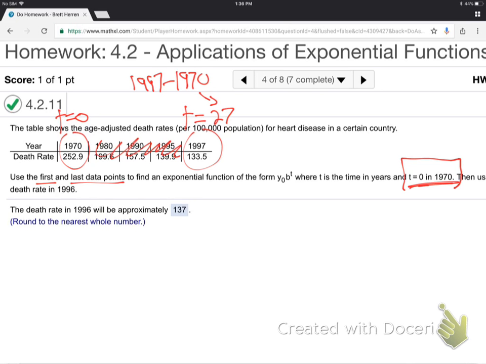Okay, so what does that mean I'm going to do? They want a formula for the death rate. Here's the formula. Remember how we talked about that? Y equals Y0 B to the T. We're using that same formula on that.